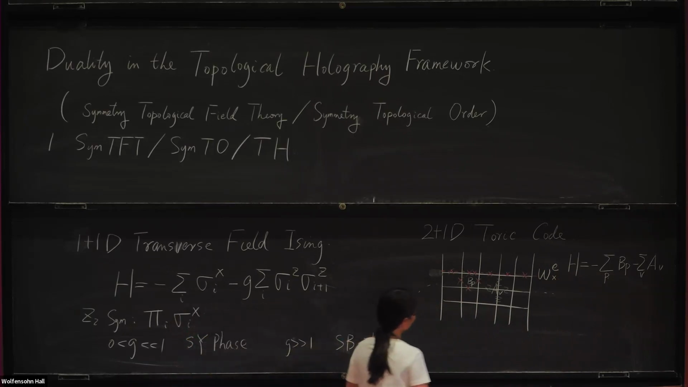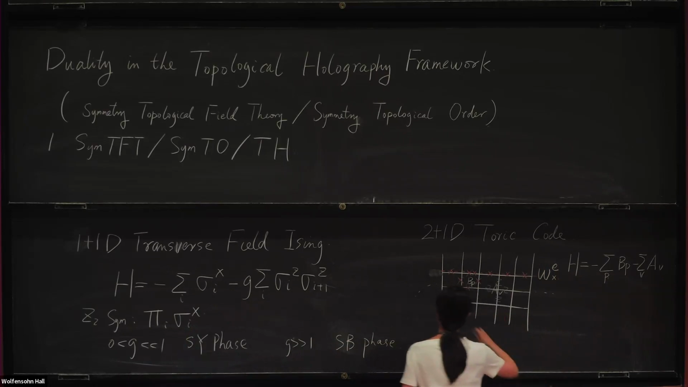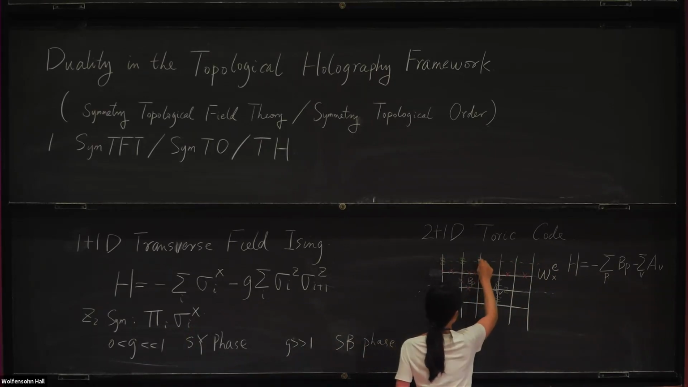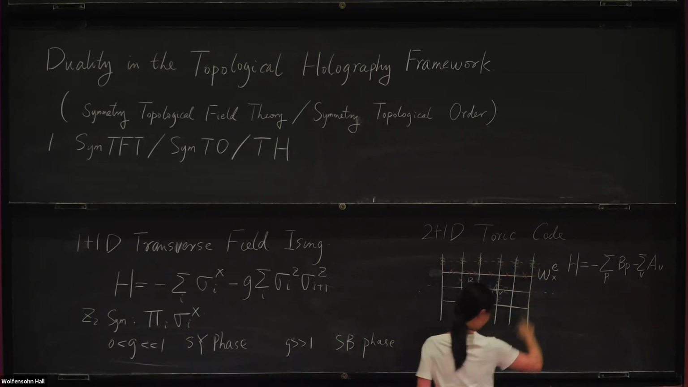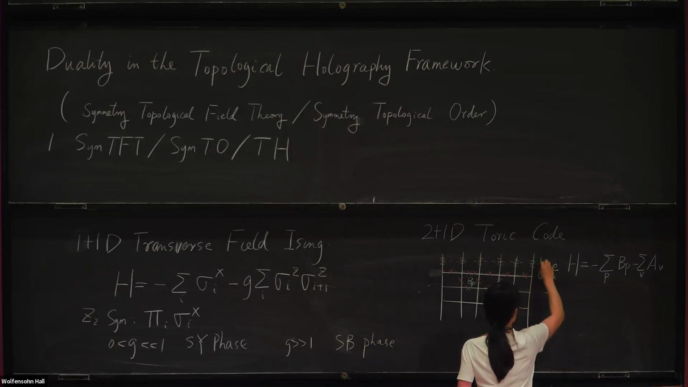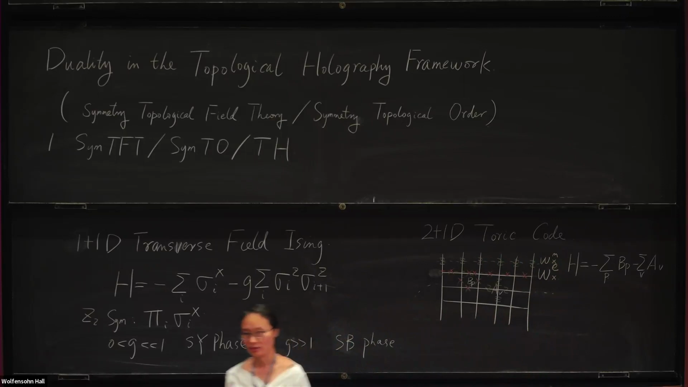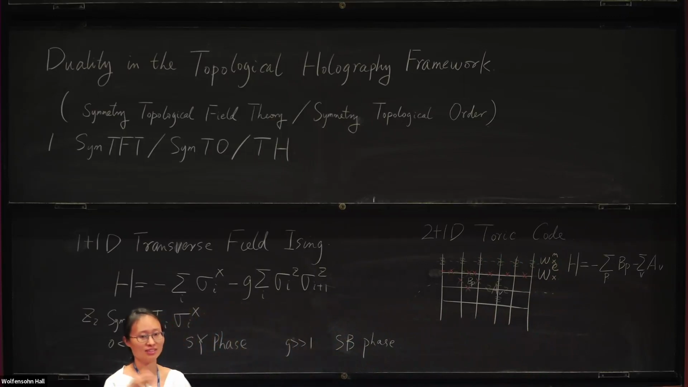And then there's another non-trivial string operator, which goes along the dual lattice, of a bunch of Z. And this is what I call W^M_Z, meaning that this is the string operator for generating the gauge flux excitation. This is the same old story of the toric code. Okay, so that's very nice, all very familiar stories.